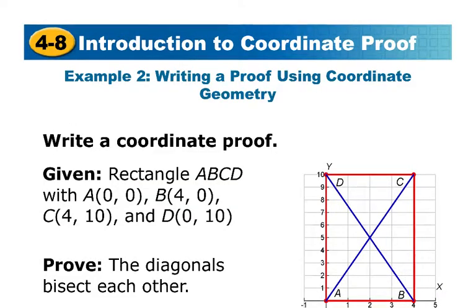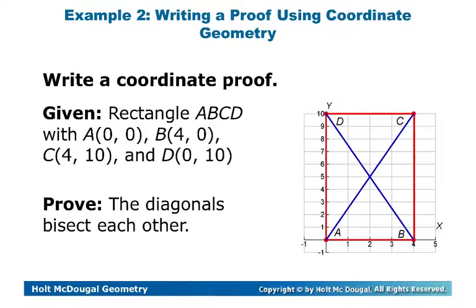So, looking at our second example here, we're going to write a 2-column proof, and it's got a rectangle. As you can see, the rectangle was set up so that one of its vertices, which would be right, is at the origin. And we're actually kind of foreshadowing, because this is something that we'll be using a lot in Chapter 7, but the diagonals, it turns out, bisect each other.